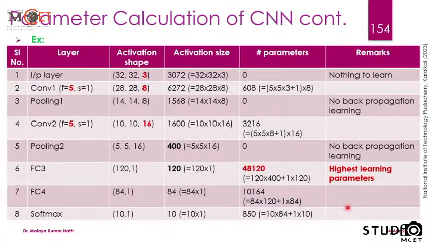Here I have given one example showing which layer computes more parameters. This is a CNN network which consists of an input layer, two convolutional layers, two pooling layers, two fully connected layers and one softmax layer.